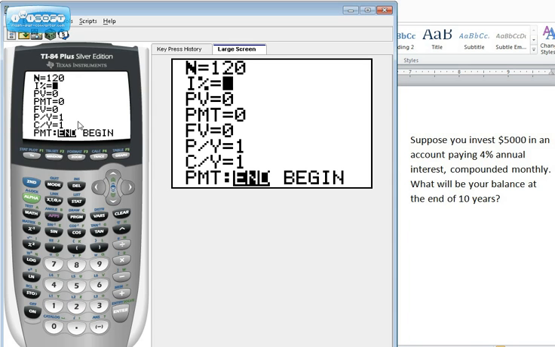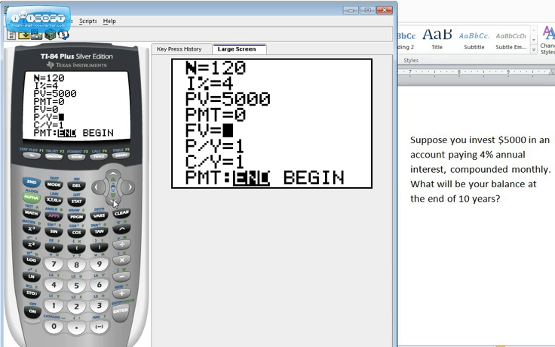Our interest rate is in percents, so unlike on the formula on a littler calculator, we don't put 0.04, we just put 4 for 4%. PV, principal value, that's our starting value. It's how much money we start out with in the bank. So I'm going to enter $5,000 and arrow on down. PMT is payment. We're not using that, so we're going to leave it at 0. We'll learn how to use that later on. FV is our future value. That's what we're going to solve for in a minute, what we end up with after 10 years.